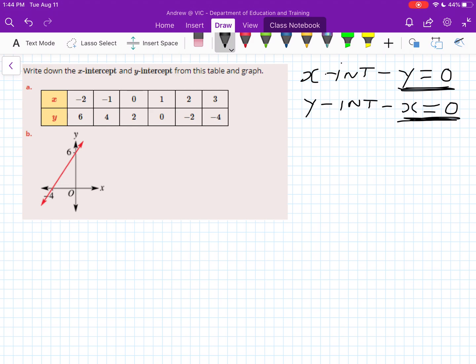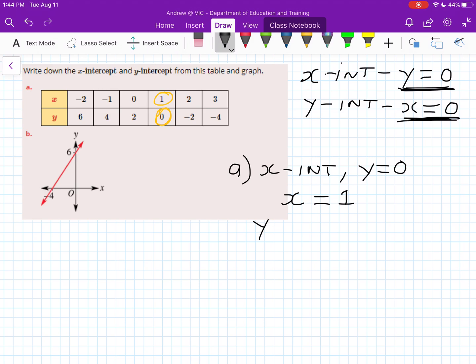So for A here, we look at our table of values. First we'll find our x-intercept. This is when y is equal to 0. So it's going to be x is equal to something, and we just need to find this here. So we go to y, and we look for when y is equal to 0. That's right here. What's x equal to? 1. Okay, and that's all it is. x is equal to 1 when y is equal to 0.